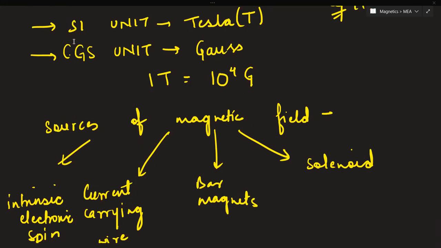Yes, sir, that is 1 Tesla. 1 Gauss will be equal to 10 to the power minus 4 Tesla. Both the conversions, you people should know. This is an important conversion. This gets utilized.